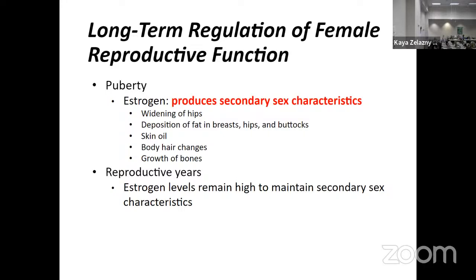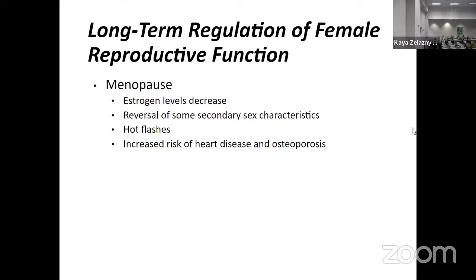During the reproductive years, estrogen levels are going to stay high to maintain these characteristics, but also because we have a fully functioning menstrual cycle going on, we're producing estrogen with those follicles as well as with our corpus luteum. Okay. But at menopause, we see a decrease in these estrogen levels. So we're kind of bookending the reproductive years with low levels of estrogen, which means that we have the reversal of some secondary sex characteristics. So we have body changes. This is also part of what causes hot flashes during menopause.